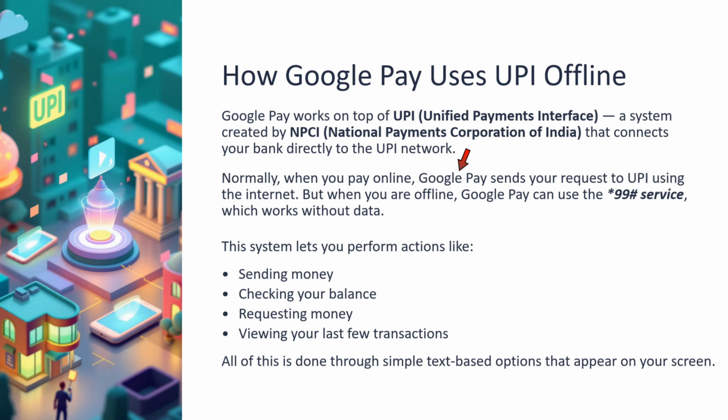Normally, when you pay online, Google Pay sends your request to the UPI using the internet. When you are offline, Google Pay uses the *99# service, which works without data. This system lets you perform actions like sending money, checking your balance, requesting money, and viewing your last few transactions. All this is done through simple text-based options that appear on your screen.